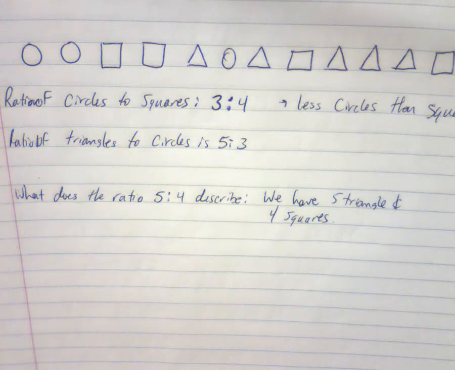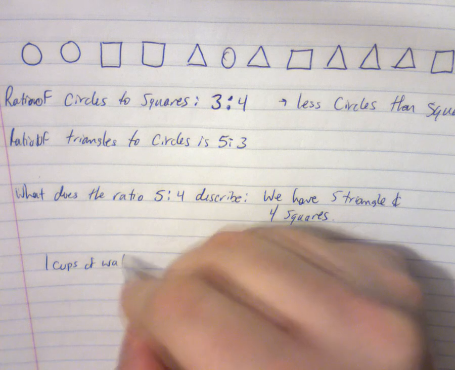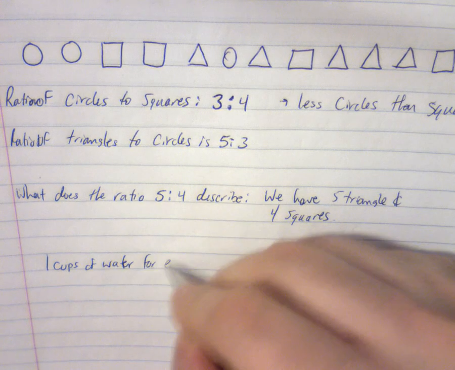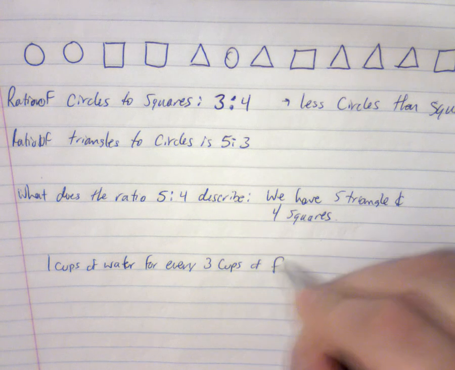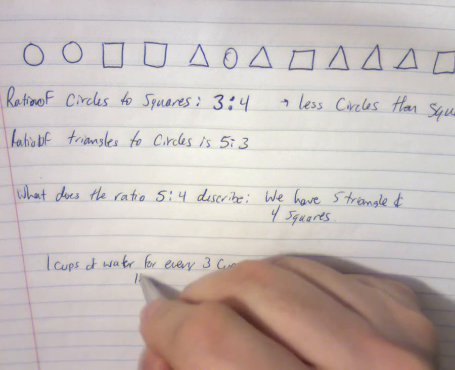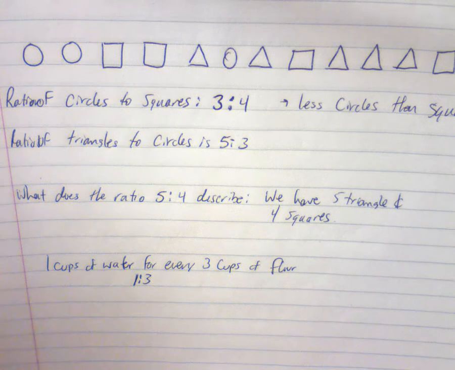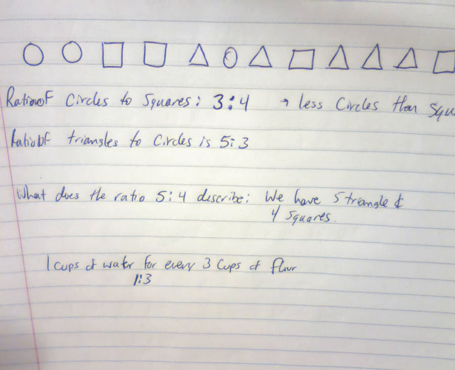Ratios also come in handy when you're cooking and doing a recipe. For instance, you might need 1 cup of water for every 3 cups of flour. So what would our ratio be? Our ratio would be 1 to 3, because we're comparing the two numbers, meaning 1 cup of water for every 3 cups of flour. So that's also another way that ratios are used.